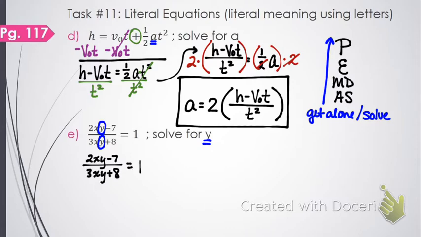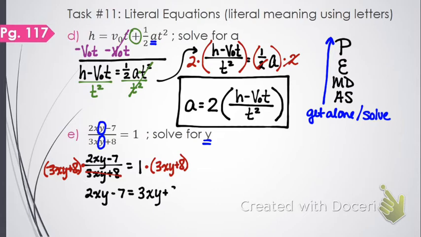We are going to multiply. I heard multiply. So we're going to end up with 2xy minus 7 on one side. I'm going to multiply both sides by my denominator here. What will that do to the left side? It's going to cancel out. So all I'm left with then is 2xy minus 7. What would I have on the right side after I distribute? 3xy plus 8.